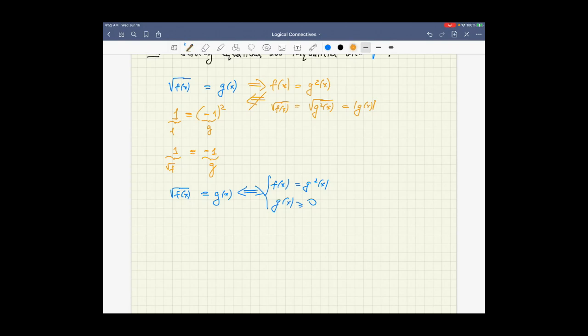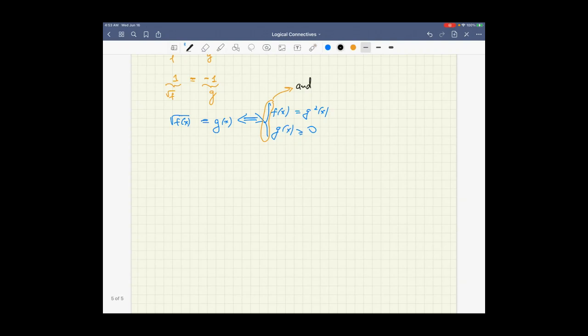Remember, the left brace here means the end statement. Again, simply raising both sides of this equation to the second power is a mistake. You might get solutions of this equation that are not solutions of that equation. When solving equations or inequalities, always make sure all your steps are biconditionals.